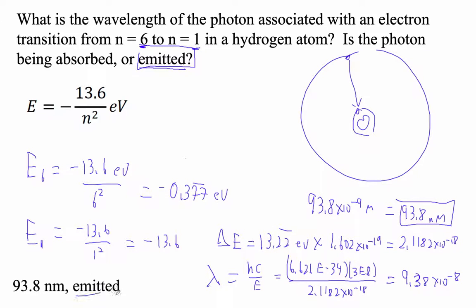Okay, now the fact that it's emitted is because it's a downward transition. We're going to a lower orbital. And then 93.8 nanometers is definitely ultraviolet, right? We can see the bluest blue is like 350 nanometers or 400, and this is much shorter than that. So anyway.